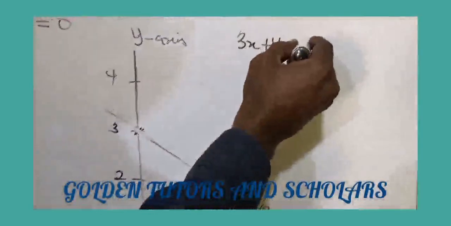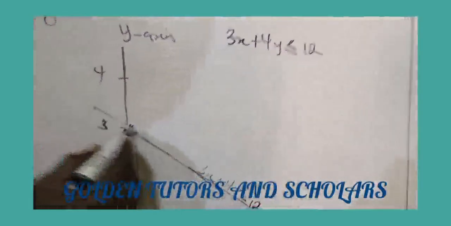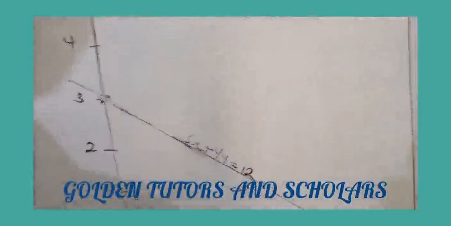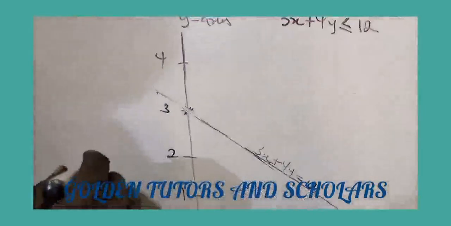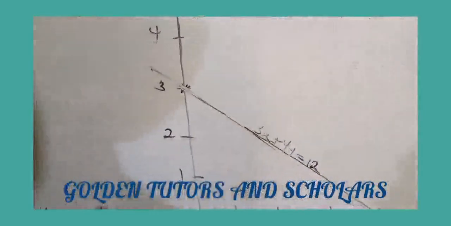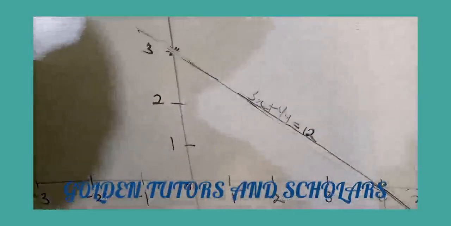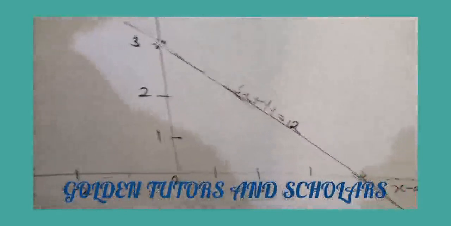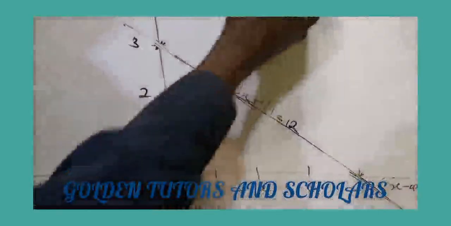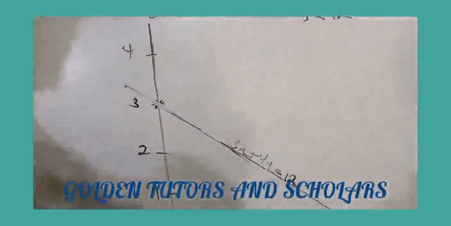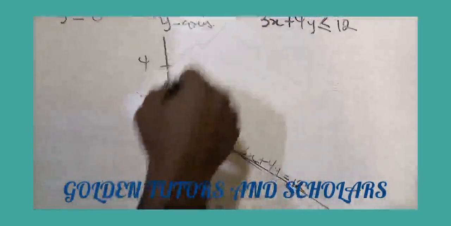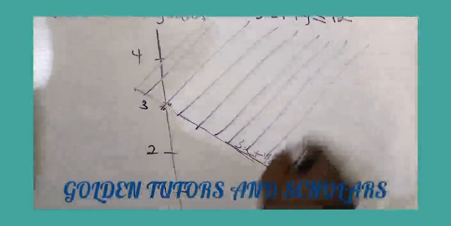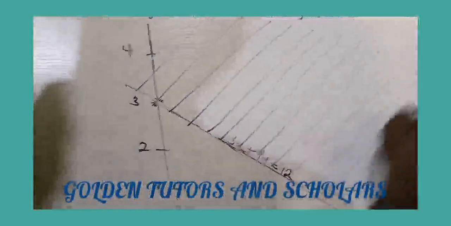Now, to put this into consideration, I have decided to make this line bold. The regions that are less or equal to 12 are down this way, below the boundary line here. While the regions where 3x plus 4y is greater than or equal to 12 are above the line here. The region not required is here, so I will use these lines to indicate the region not required.